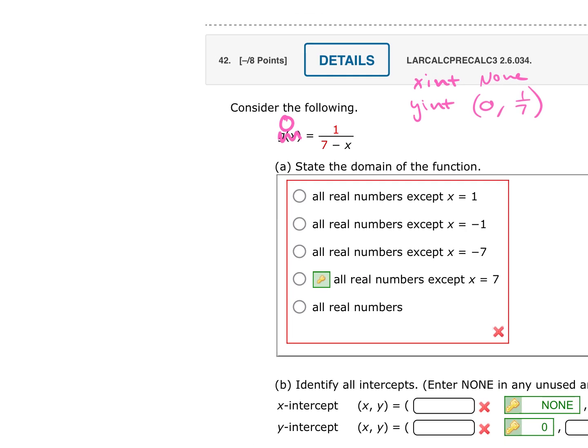For the asymptotes, for our vertical asymptote we set the denominator equal to 0. So we have a vertical asymptote at x equals 7. This, again, probably eliminates some of your answer choices. And then for the horizontal asymptote, we look at the degrees. Our degree in the denominator is greater, so our horizontal asymptote would be y equals 0.